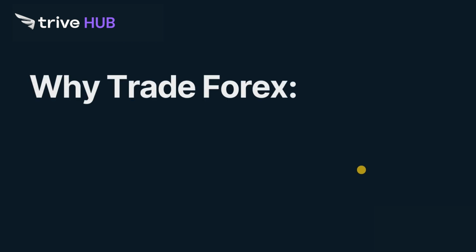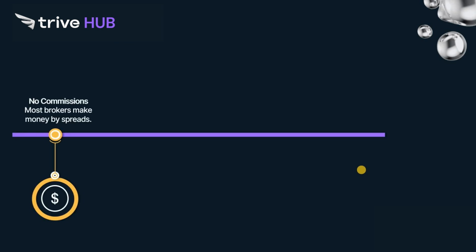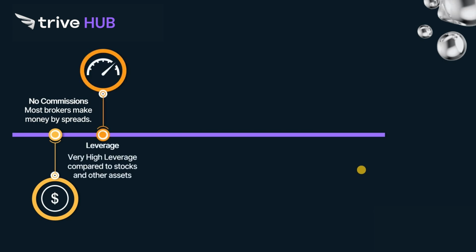Till now we have discussed how you can trade Forex and when you should trade Forex. Now let's understand what the benefits of Forex are and why you should trade the Forex markets. So the advantages of Forex markets are, first, zero to no commission, because most brokers make money by spreads, unlike other stock markets, which charge brokerage from you. The second advantage is very high leverage compared to stocks or any other asset.